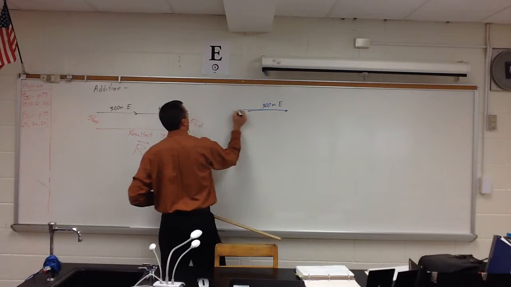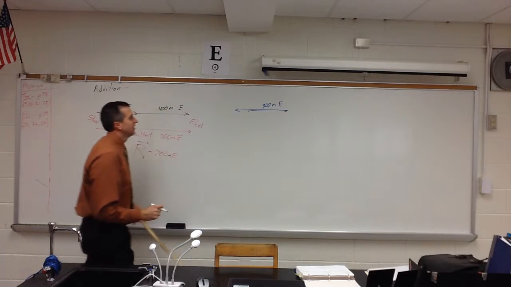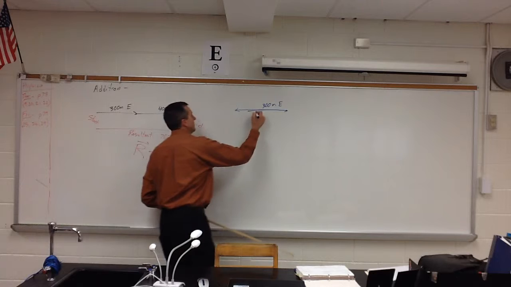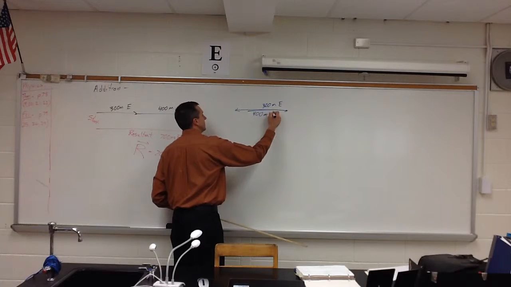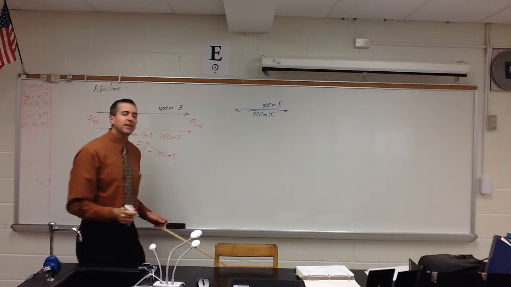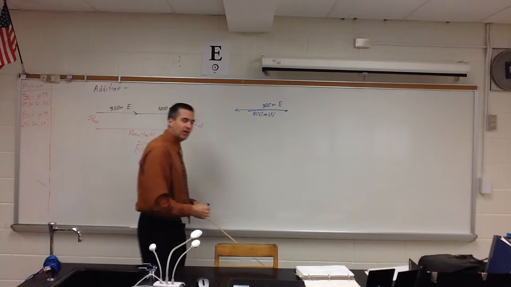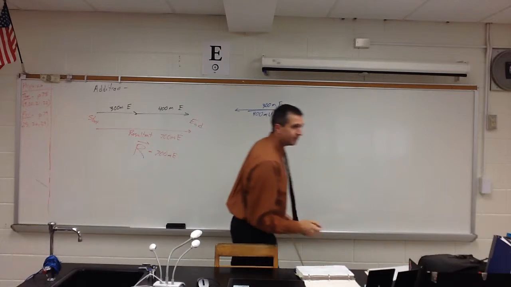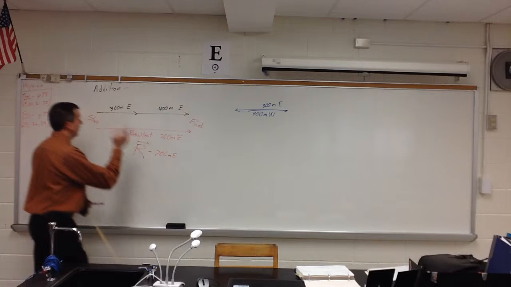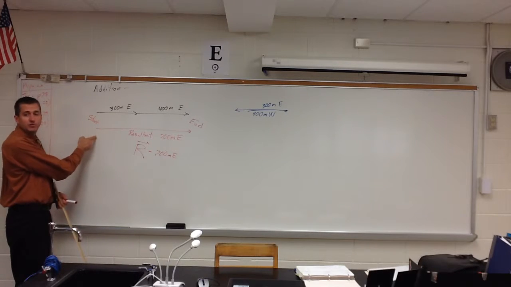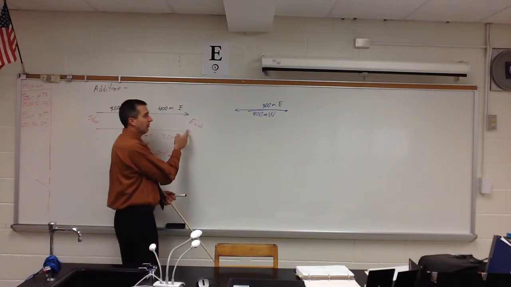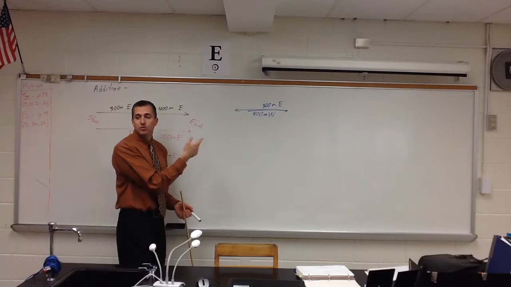Notice my arrows are overlapping one another. 400 meters west. What is my resultant arrow going to look like? Well, what does my resultant arrow always start at? It starts at where you started. And where does my resultant arrow always end at? It ends where you ended.